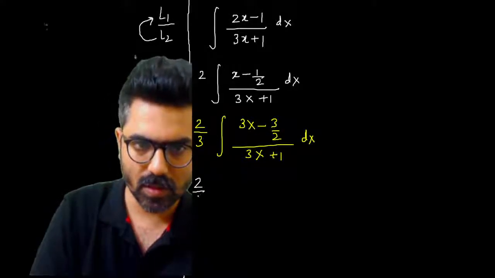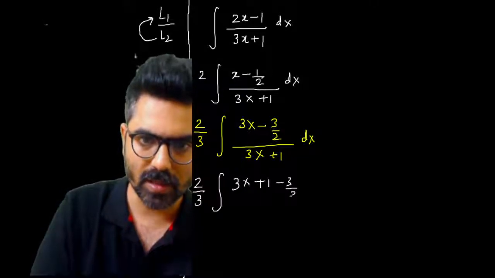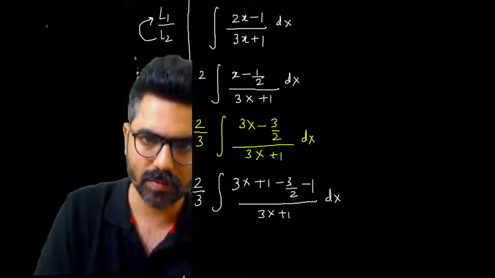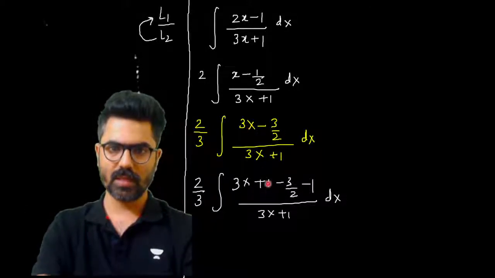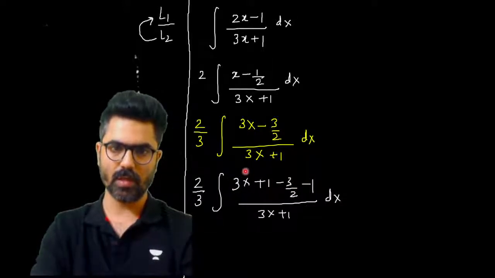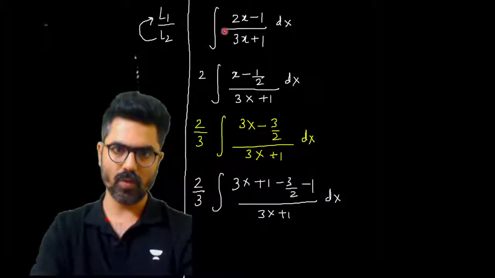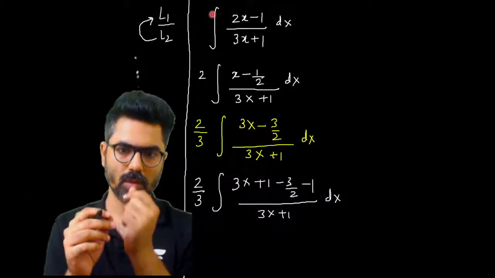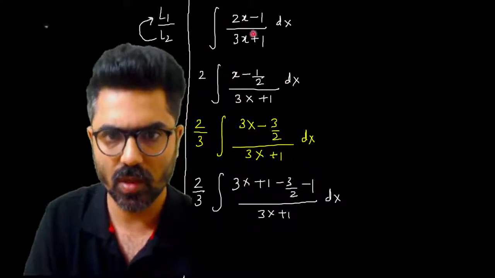So the next step is 2 by 3, 3x plus 1 minus 3 by 2 minus 1 upon 3x plus 1 dx. Now what is this step? Along with the 3x, I've added 1 and then subtracted 1. Now we can see 3x plus 1 in the numerator. If you carefully solve this entire part, you will get 2x minus 1 only. The 1 gets cancelled, then 3 divides, and after simplifying, you will get 2x minus 1.